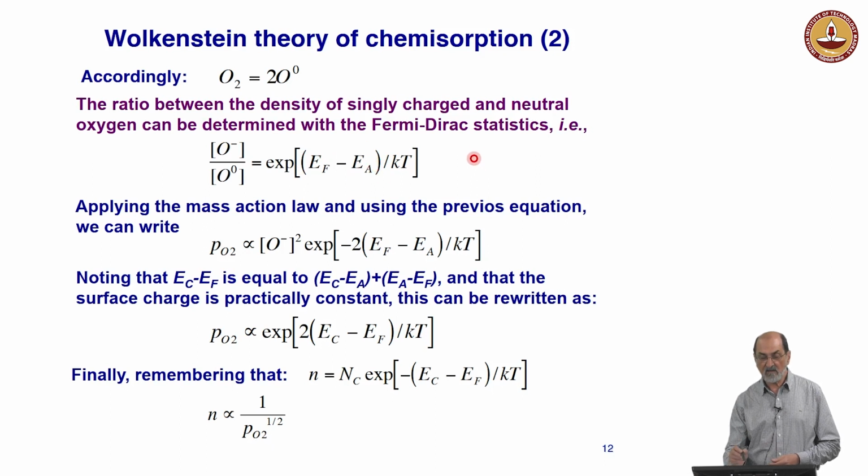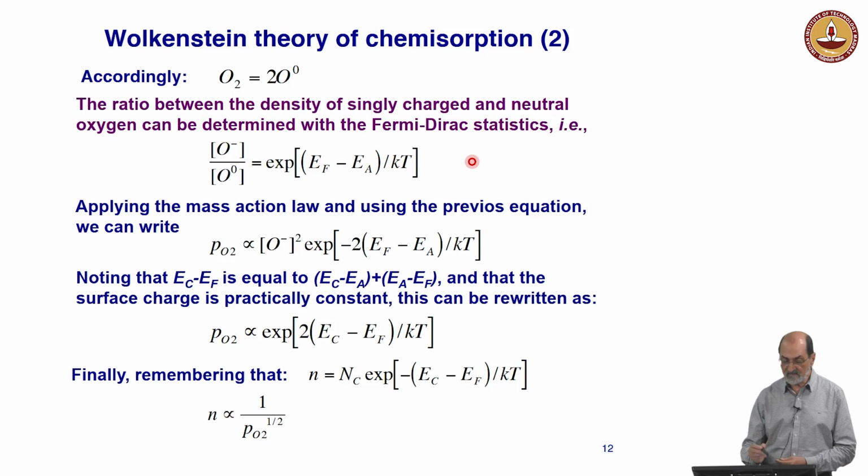Can you make the numbers here? I did it in one step, but I think it's not very difficult, right? You have to write down the Fermi-Dirac distribution for charged oxygen and divide it by the Fermi-Dirac distribution for neutral oxygen. You make the algebra, and you're going to find this relationship. Well, this would be then the ratio between the oxygen which is charged and the oxygen which is neutral, right?